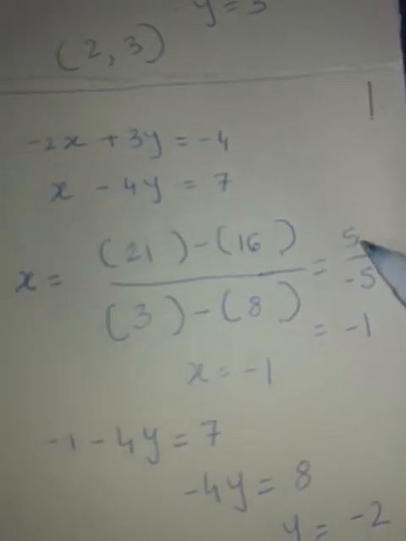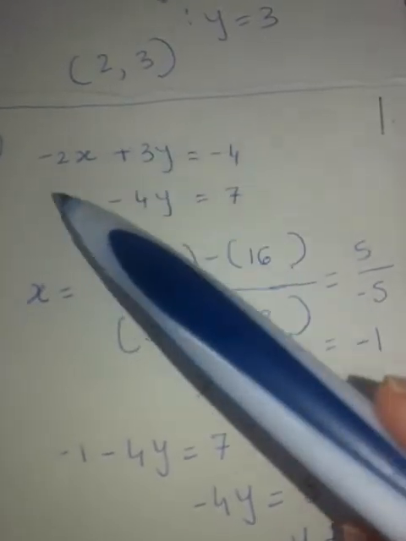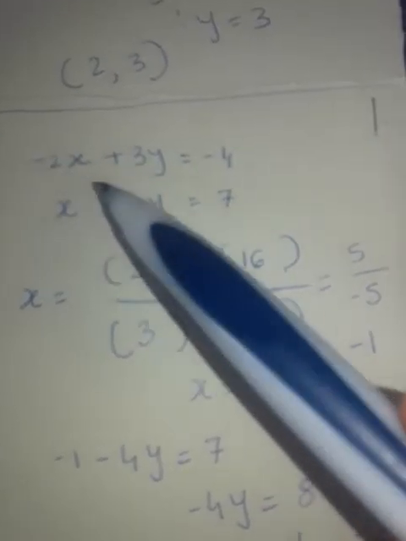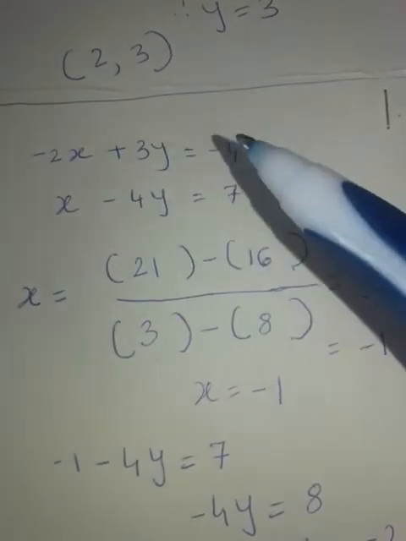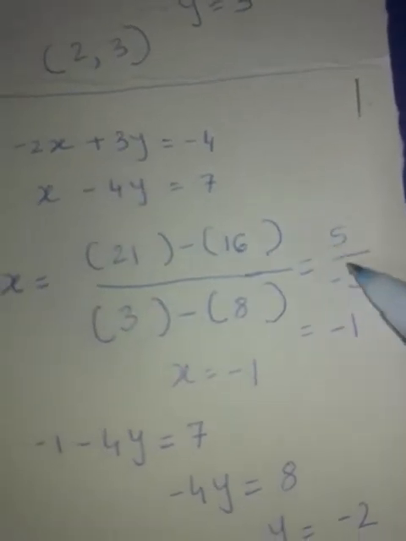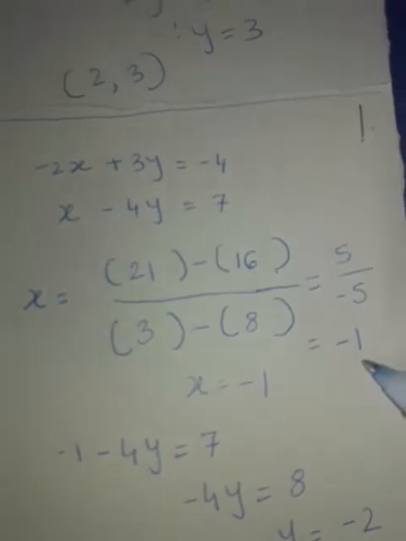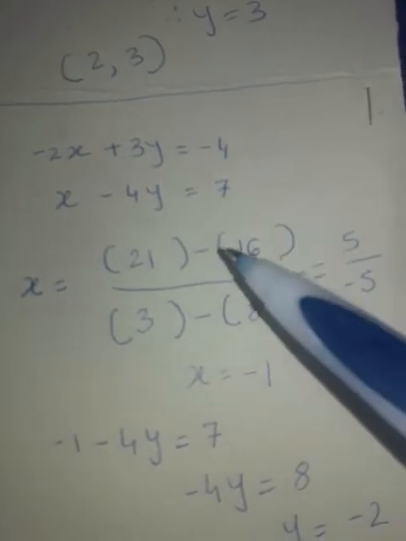So write here 5. In the denominator, 3 into 1 is 3. Minus 2 into minus 4 is 8. 3 minus 8 is minus 5. So denominator is minus 5. Answer is minus 1. So with minimum rough work you will get it.